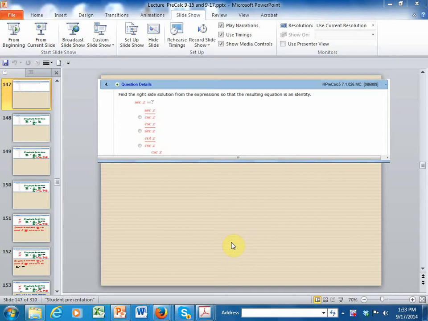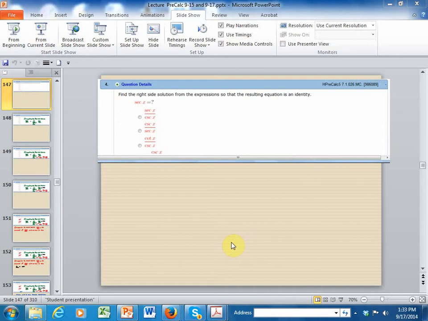Well, that's kind of a hard question, but it's the only way that they can ask it on WebAssign, because they want you to actually do some work in algebra with the secant x, transforming it. But then how do you know which one's which on this list? The only way to really check it is to go through each one and check if they're equal to secant x. That's a lot of work.